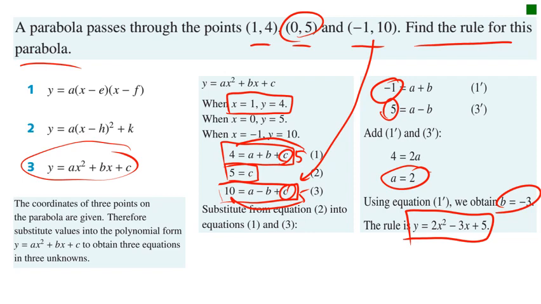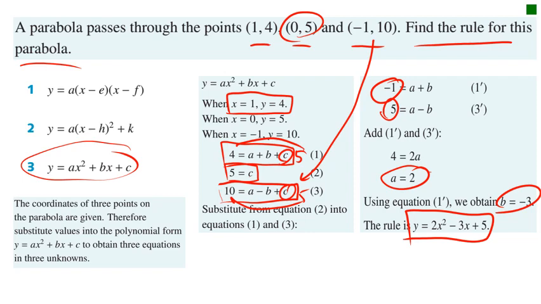From there, because we know that c is equal to 5, that means that equals 5 there, and that means that equals 5 there. So we're now able to take the 5 across the other side. 4 minus 5 is -1, which explains the -1 there. And we take the 5 across here. 10 minus 5 is equal to 5, and that's where we've got that 5 up there. Well, once it's in this form, it's a pretty easy simultaneous equation to go ahead and solve, and that's exactly what we do. Now, in this particular question, it said find the rule for this parabola.